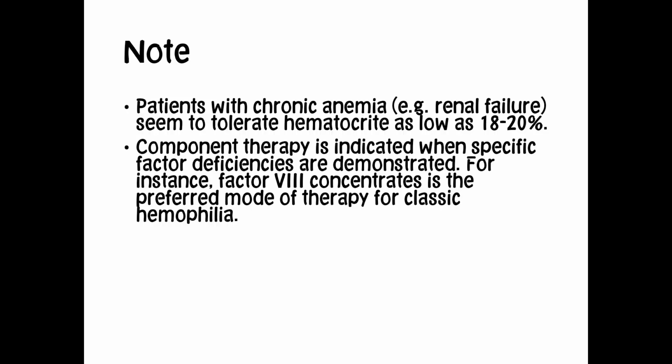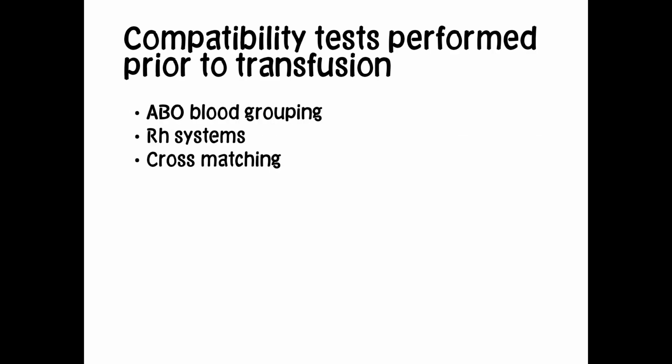It should be noted that in chronic anemia and in all those conditions that could cause chronic loss of blood, maybe in sickle cell, hematocrit may be as low as 18 to 20%, and the patient may be able to tolerate such a decrease in hematocrit. Component therapy is also indicated in patients with specific conditions. For example, patients who have hemophilia may need factor 7 concentrates for transfusion in order to treat such a condition.